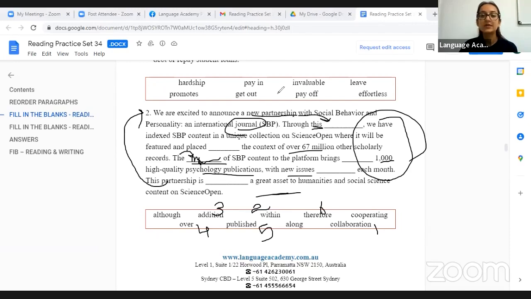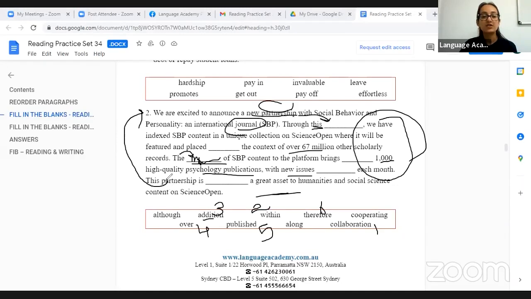These are the answers. First, partnership is being referred to as collaboration. Second, it will be one of the 67 million. So that's why it is placed within the context of. We needed a noun with the word the and before of, and we had only one noun. The addition of SBP brings more than 1000 publications with new issues published each month.